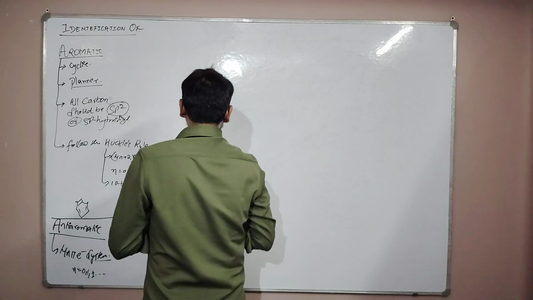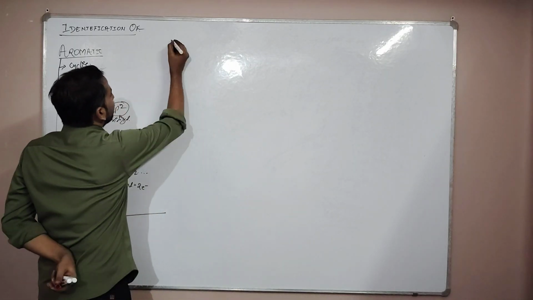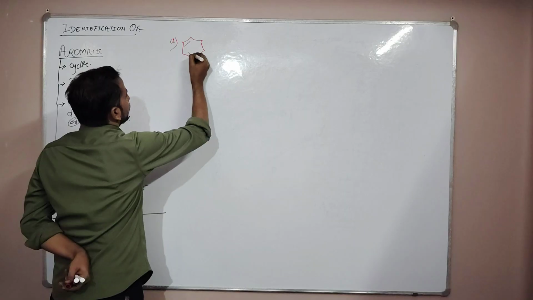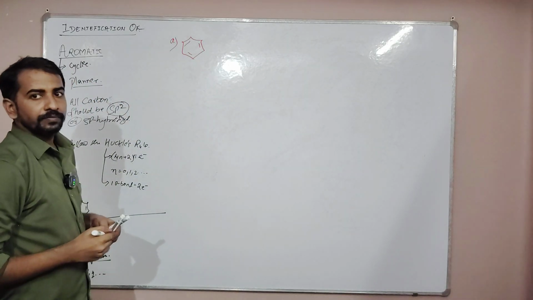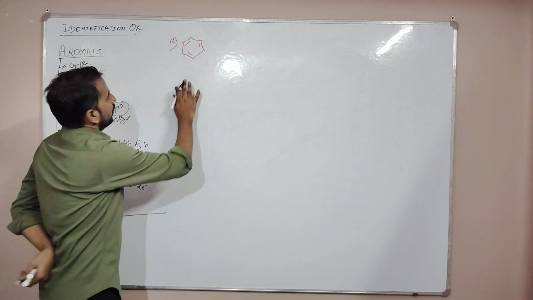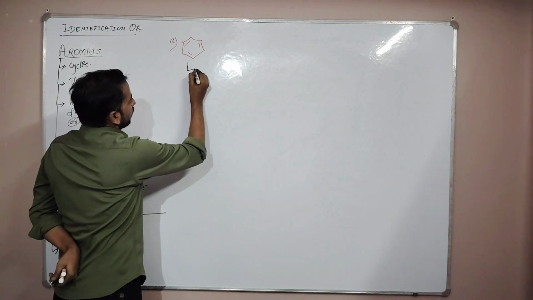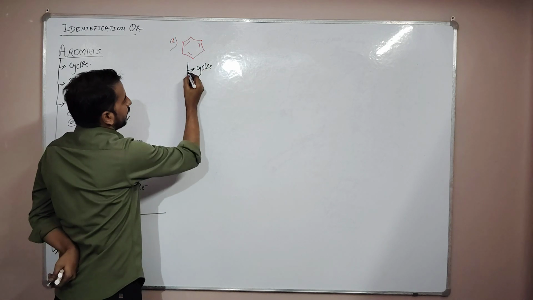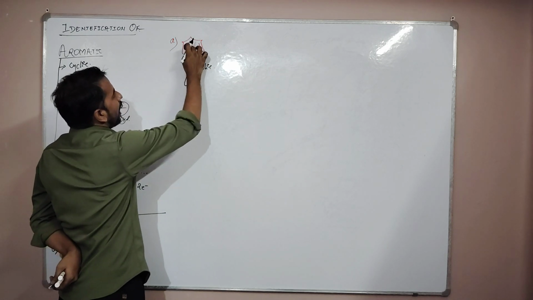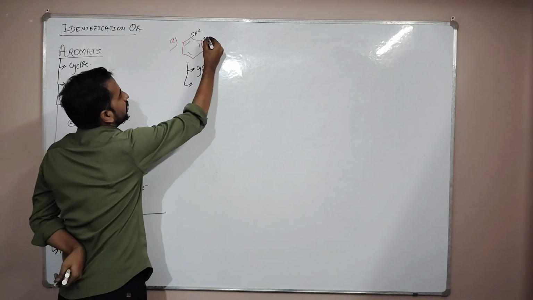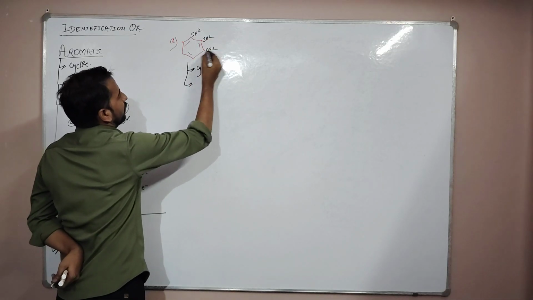Now we will discuss our first example, the benzene ring. Here, first, the compound is cyclic. Second, all the carbons are sp2 hybridized.